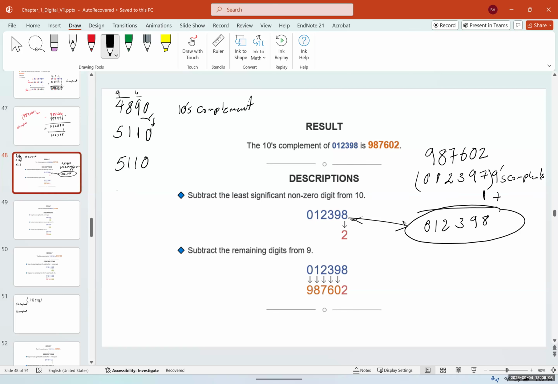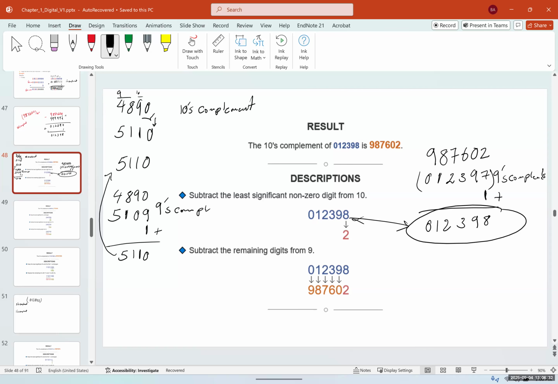Now let's find it the way that we did before, for 4890. Let's find the 9's complement for this. The 9's complement for 4890 is 5109, am I correct? And when I add 1 to this, what do I get? 5110, which is exactly the same as the previous.